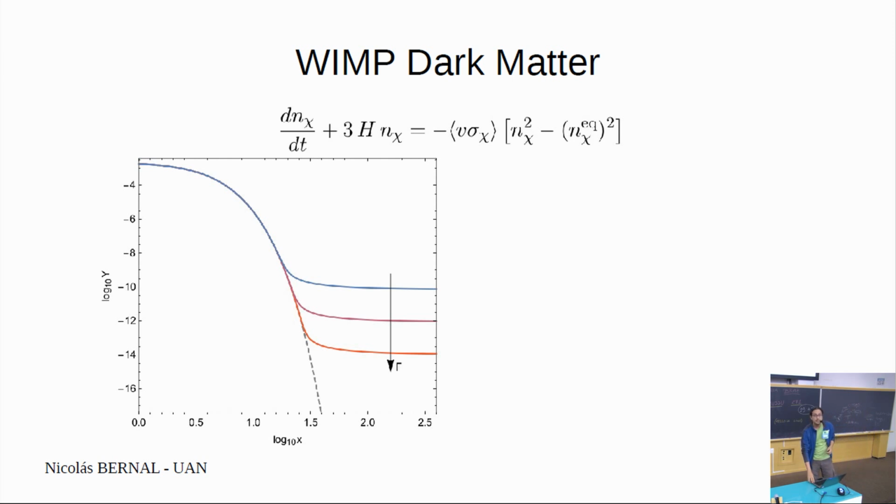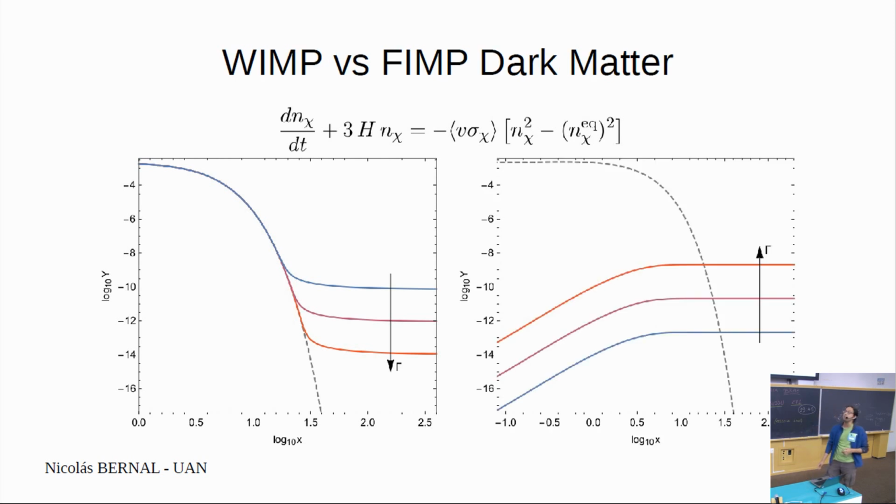As for instance Andre was telling us about, we can also have FIMP dark matter, where the idea is that you have to solve basically the same Boltzmann equation. The main difference is that here the interaction rates are super small, and in particular, they're small enough that they don't guarantee that dark matter enters into chemical equilibrium with the standard model.